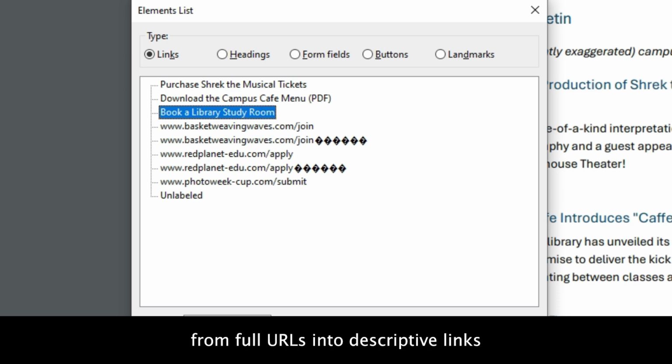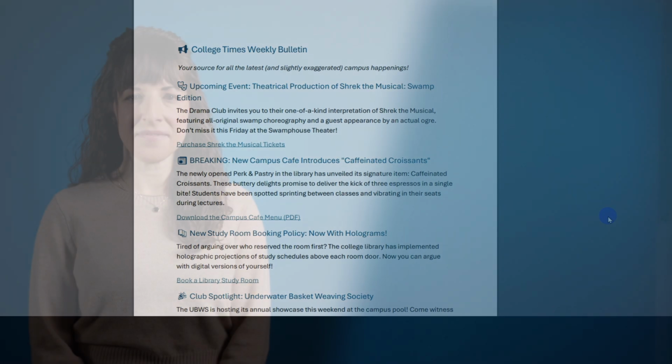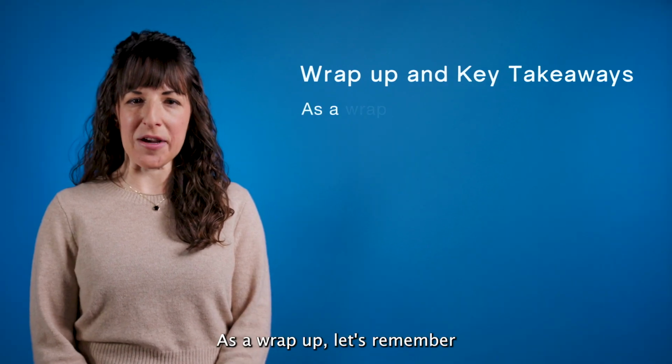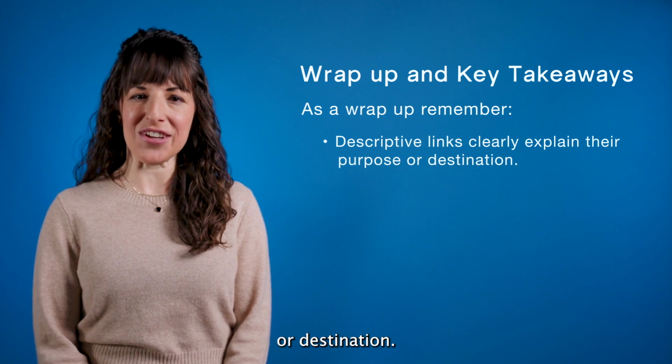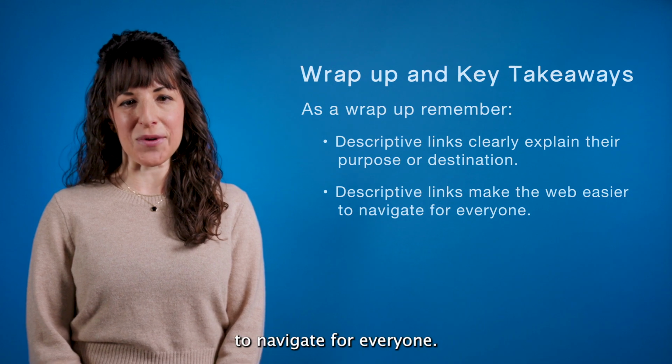Making those changes from full URLs into descriptive links makes the document much more navigable for those using screen readers. It also improves the readability of your document for sighted users by removing long, clunky URLs and replacing it with straightforward, meaningful text. I hope you found that demonstration helpful. As a wrap-up, let's remember, descriptive links clearly explain their purpose or destination. They also make the web easier to navigate for everyone.